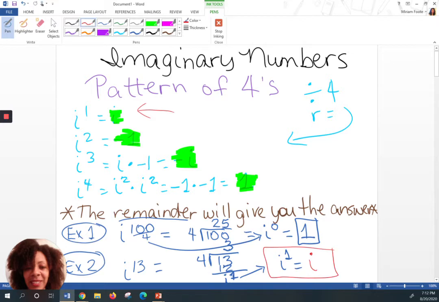That's how the patterns of 4 work. Again, you divide by 4, and you're looking for the remainder. That's what's going to give you your answer.